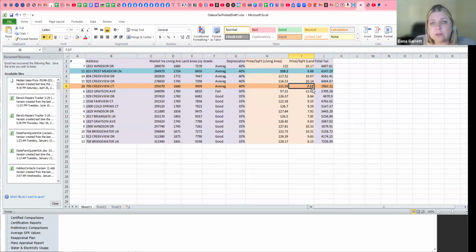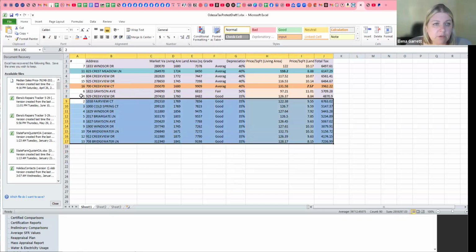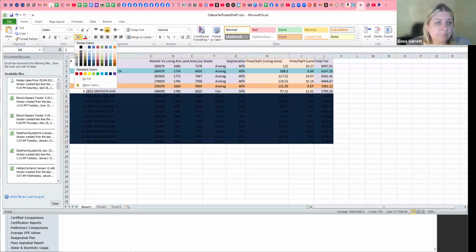And you just basically tell the appraisal district that I want the price of my living area, my improvements, to match my neighbor on Crest Meadow, and I want my land to be evaluated about the same as my neighbor on Creekview. Okay, so that is your argument for the ARB board. And what I would do is, I'll just say we don't need any of these, and just grade them out for you so they're not confusing you.